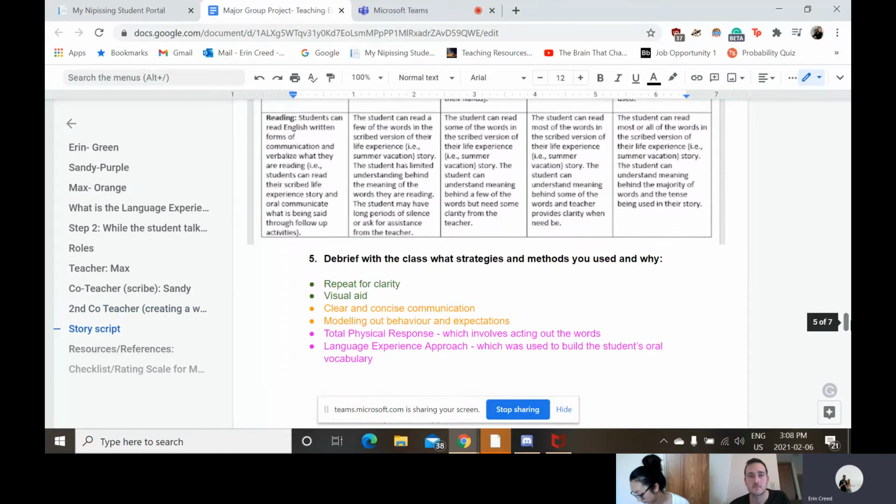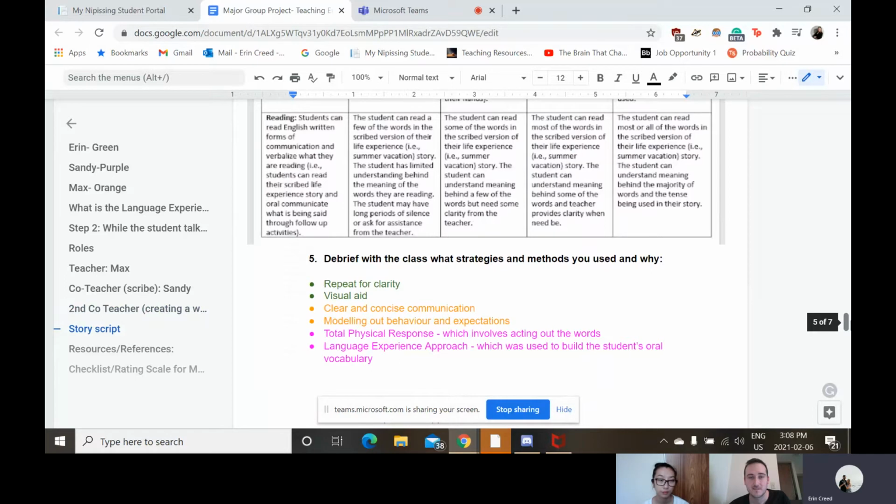As for reading, students can read English written forms of communication, and they also understand the meaning behind these words in writing. So the student can read a few words described in their life experience, but they have limited understanding behind the meaning of these words, and they might have long periods of silence or ask for more assistance from the teacher. If they're developing, they can read some of the words and they have a limited understanding of the meaning behind a few of the words, but will need clarity.